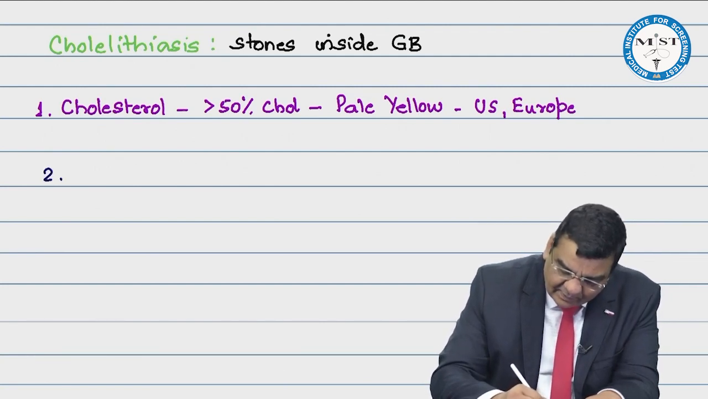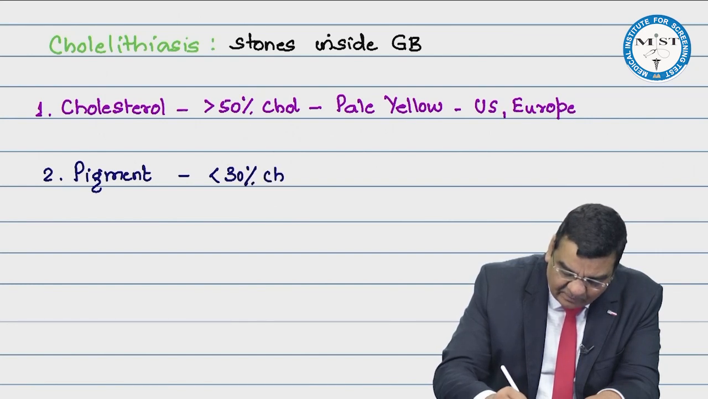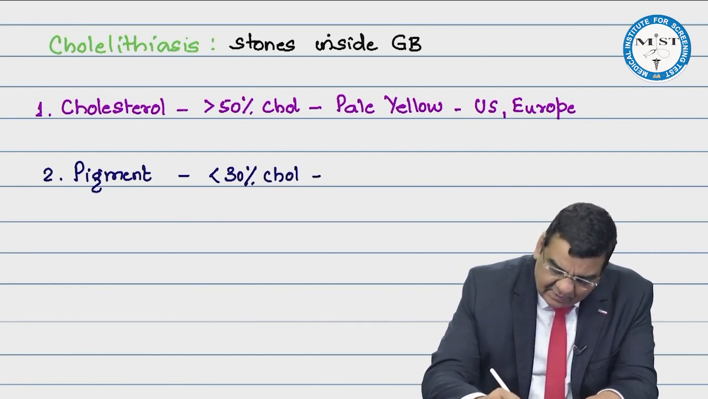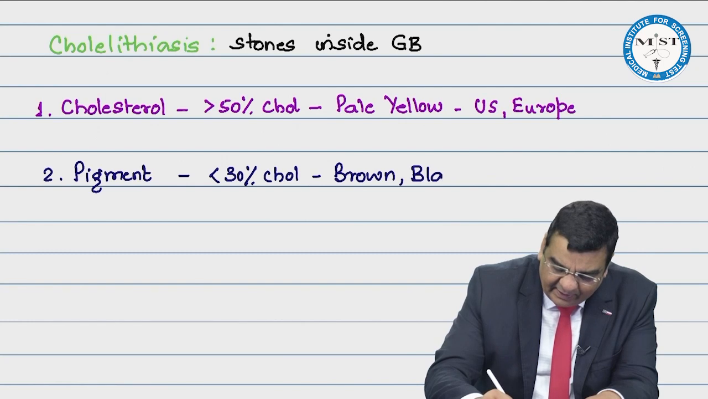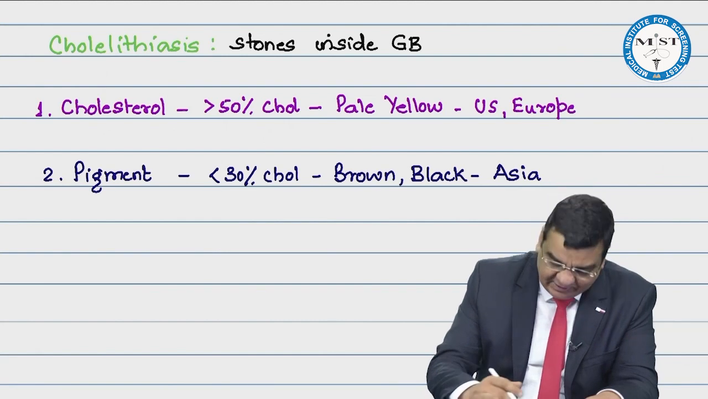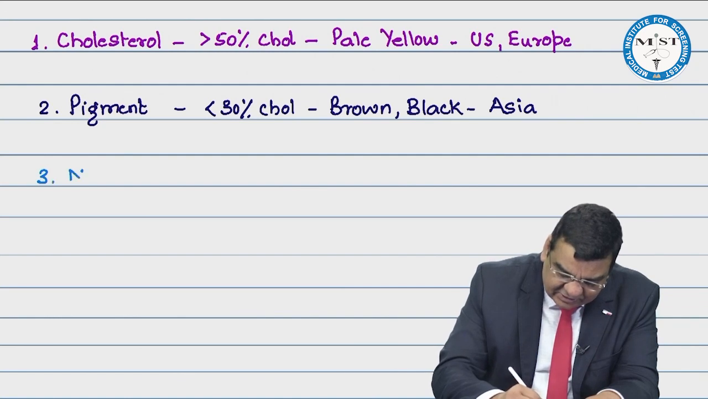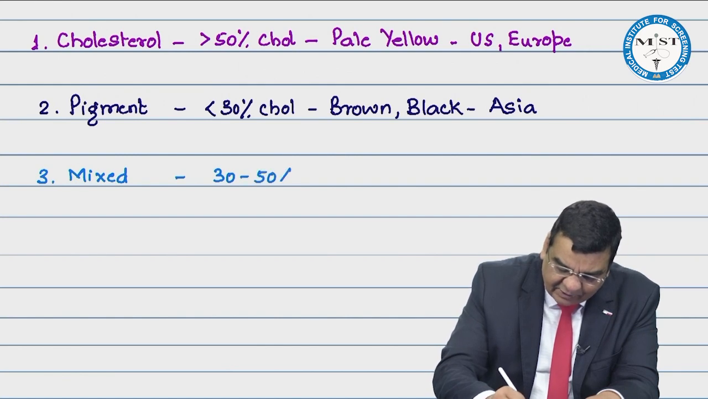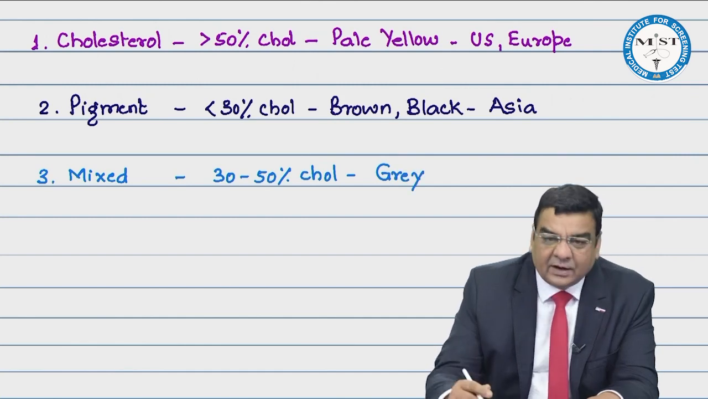Another type, the pigment stones. These stones have less than 30% of cholesterol. They are brown, black in color, commonly seen in Asian countries. And then there can be mixed stones, wherein there is 30 to 50% of cholesterol, and they are grayish in color.